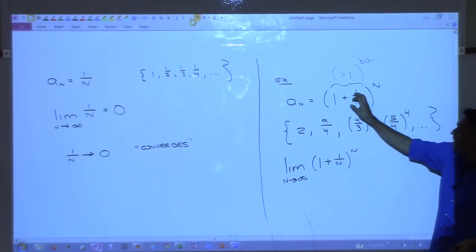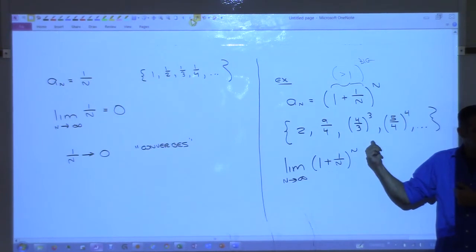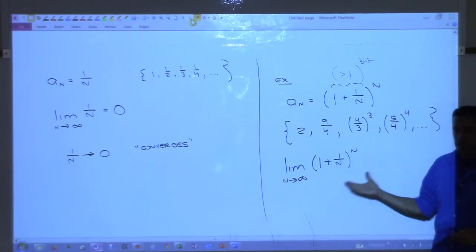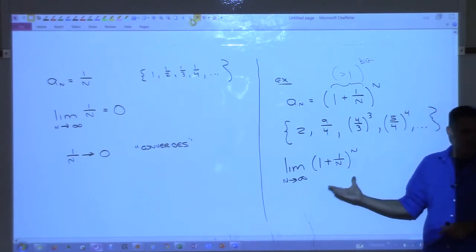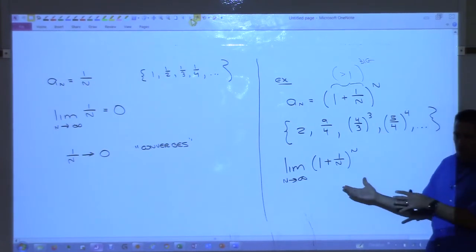But at the same time, this is getting closer to 1. So who wins? Does anyone know what this limit is? It's e, the letter e, 2.718. This is actually the definition of e. You could define e to be this limit. Now we have to show it though. Okay, so that's a different task.